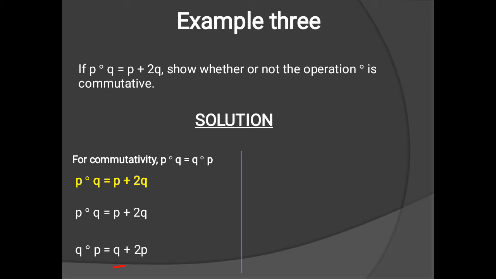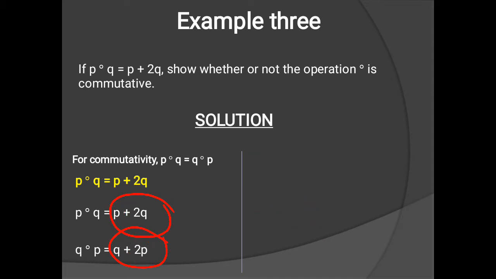So let's compare. P operation Q gave us P plus 2Q. Then Q operation P gave us Q plus 2P. Are they the same? Let's see if they are the same. We have P there, but then over here we have 2P. See, P and 2P are not the same. Then we have Q here.